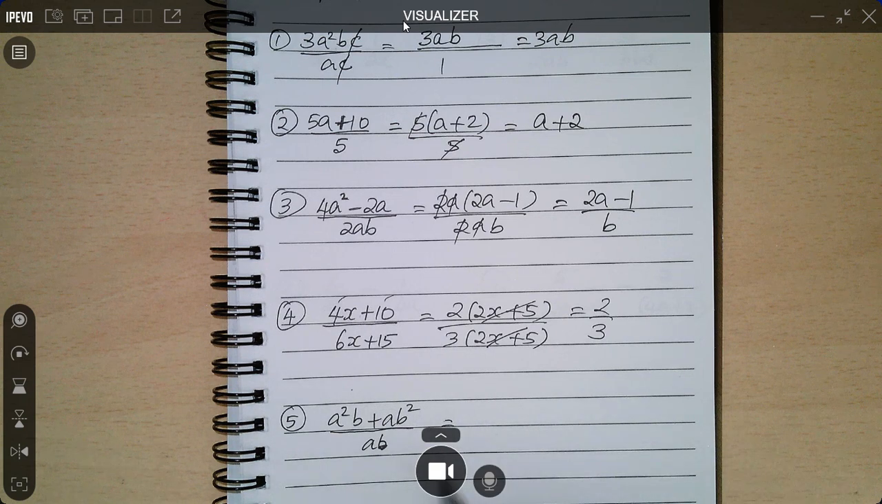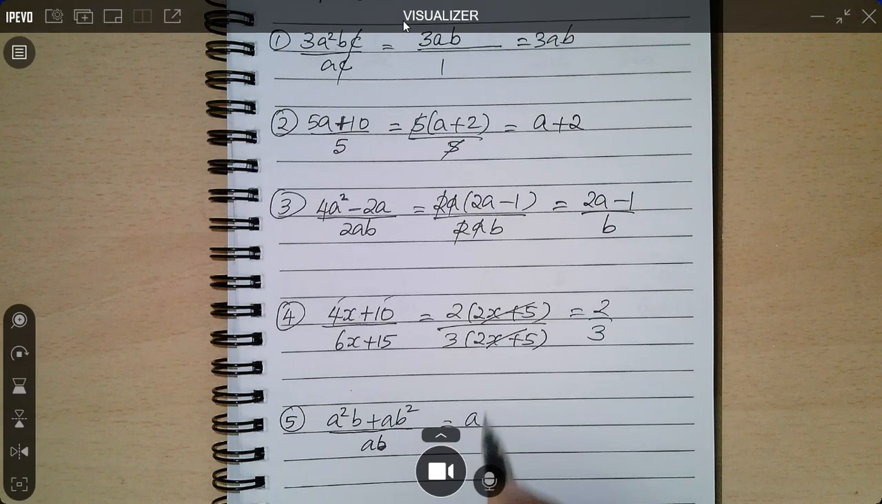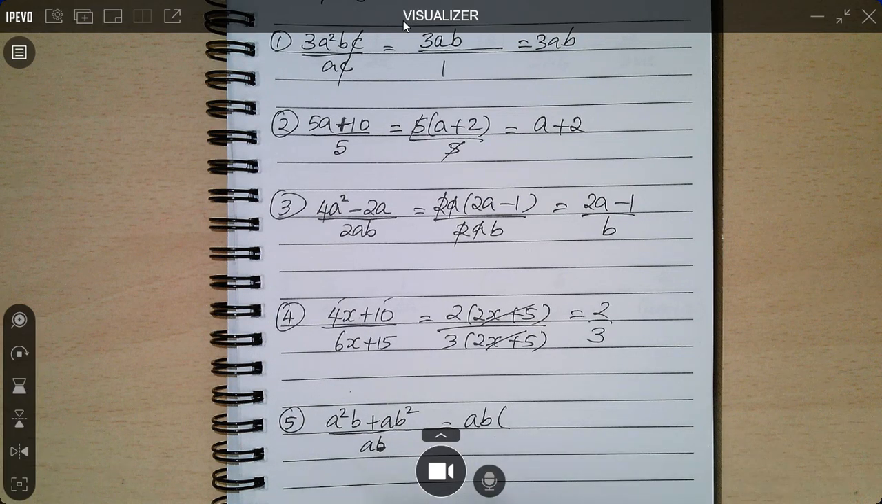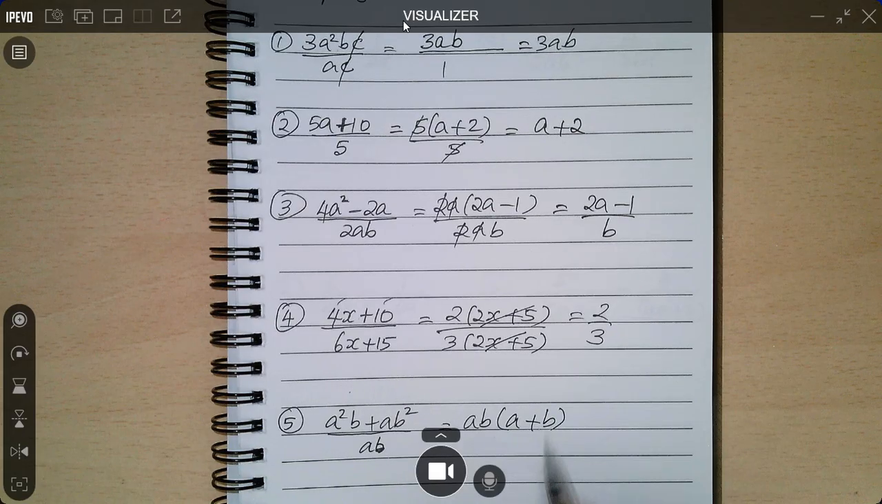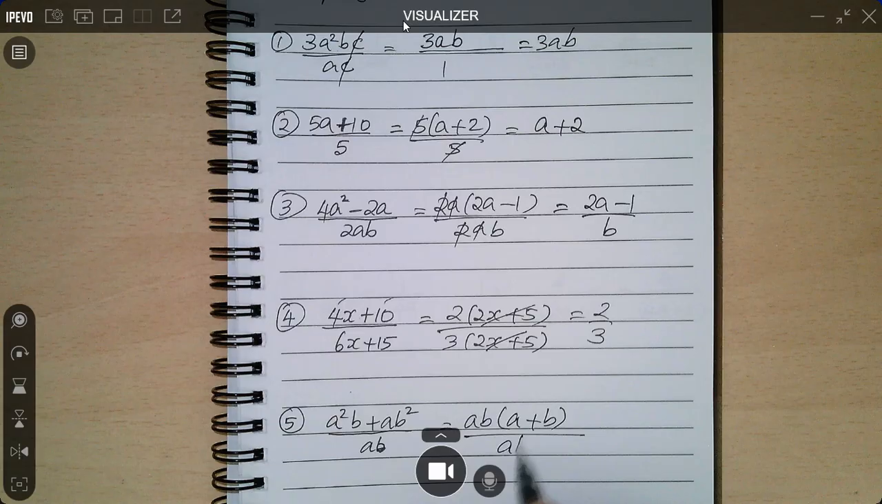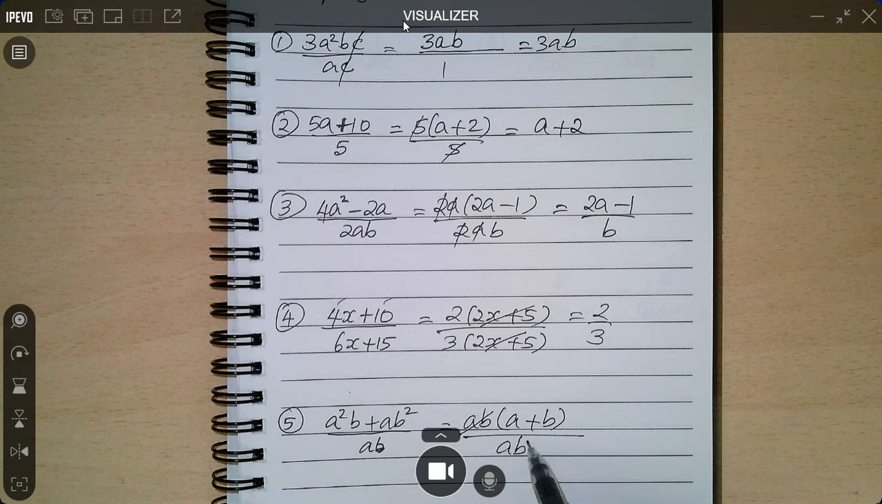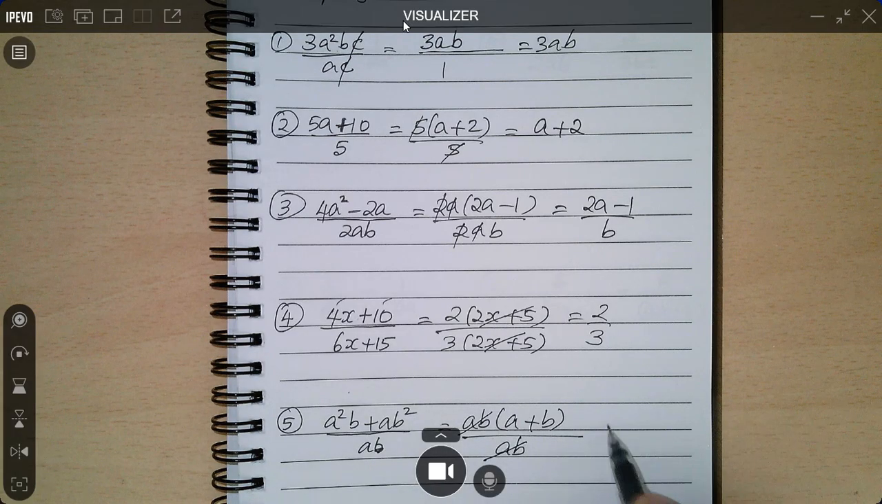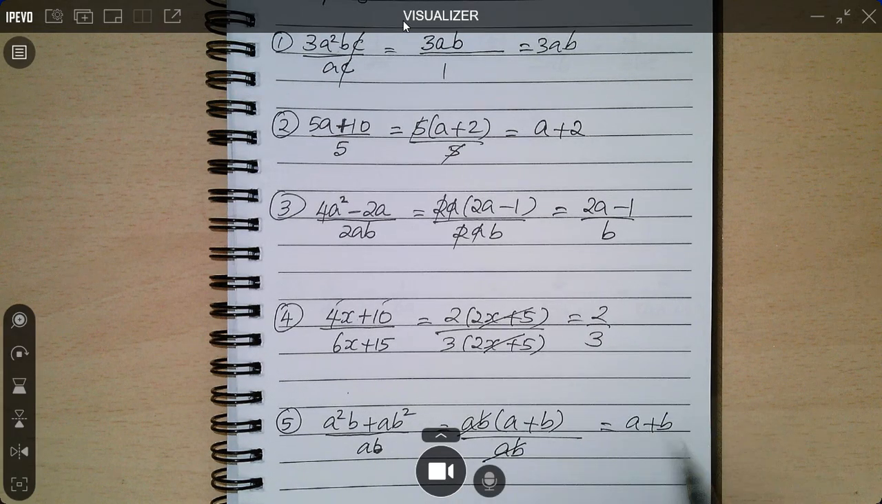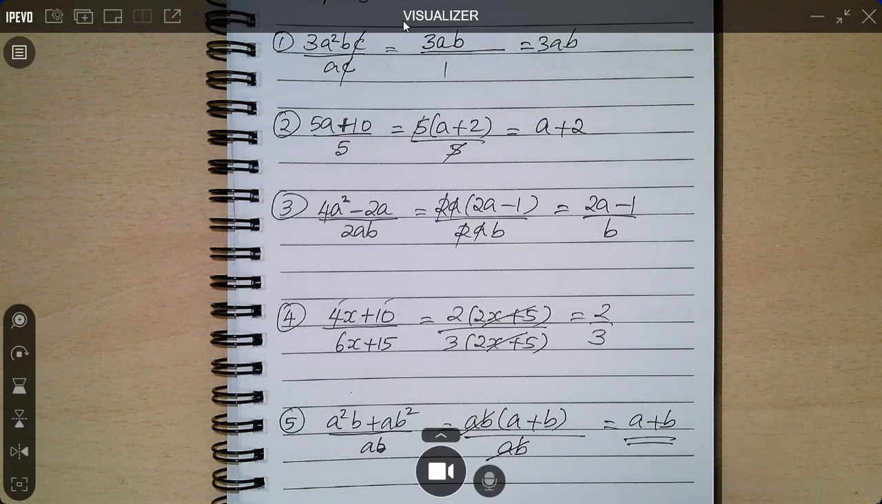So the top needs to be factorized, which is AB. Then you got extra A here, extra B here. Divide by AB. AB divided by AB. So AB is in multiplication, AB is in multiplication, can cancel. Final answer is A plus B. So when you simplify fractions, you need to be a bit more careful. When you do that correctly, then you will get the correct answer.